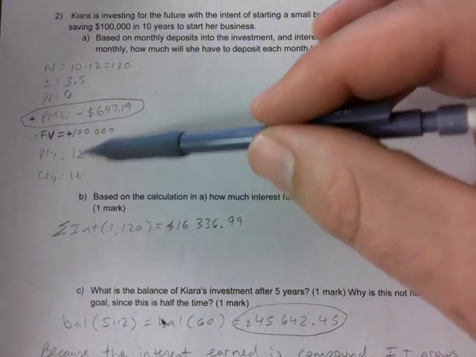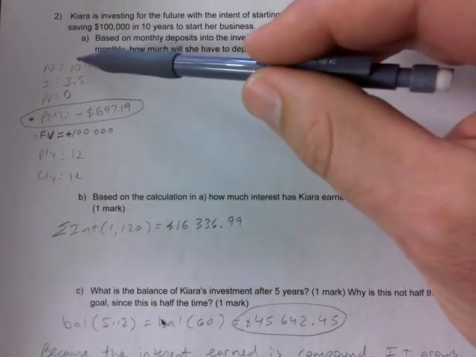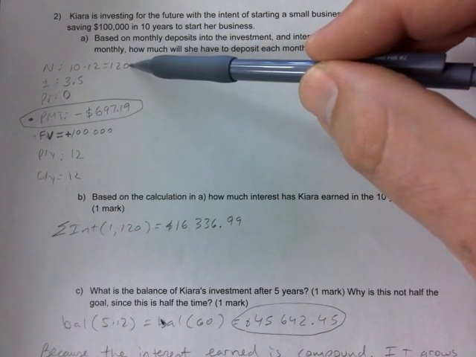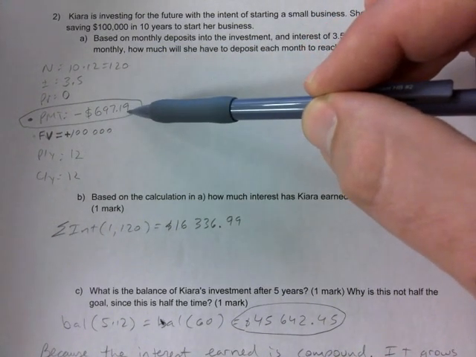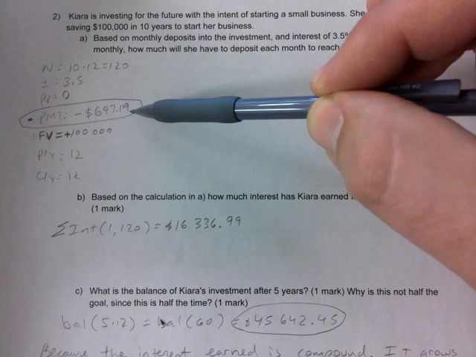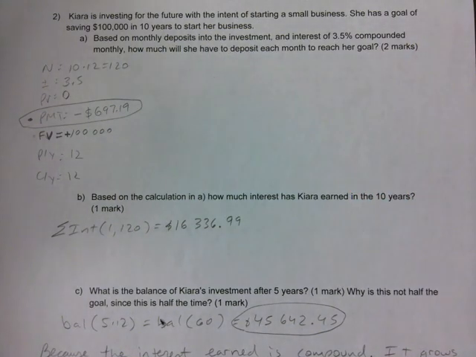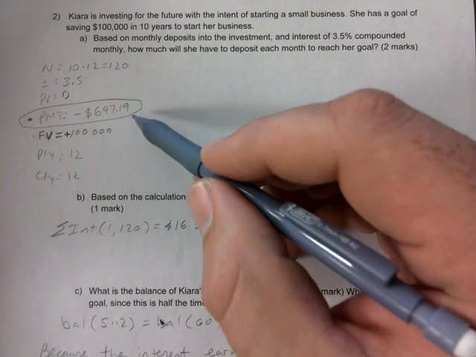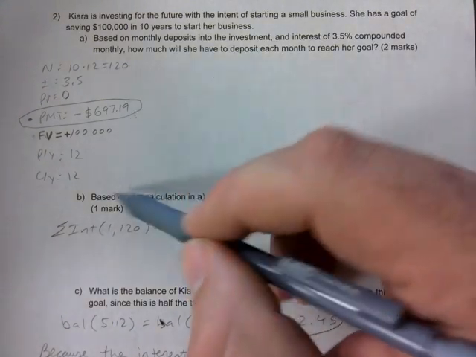Compounding and payments are both monthly. So then I go 10 years times 12 is 120. My payment is 697.19, and it makes sense because I'm giving it to the bank, right? So that's the number I want. So 2 marks if you got all of this right.